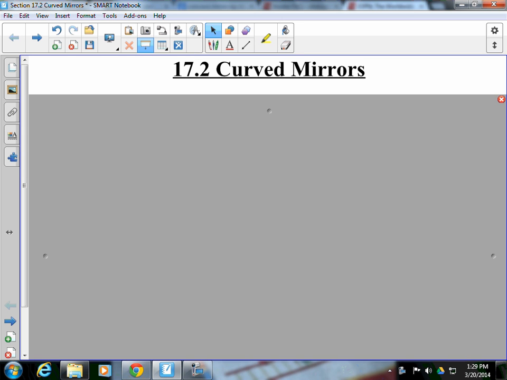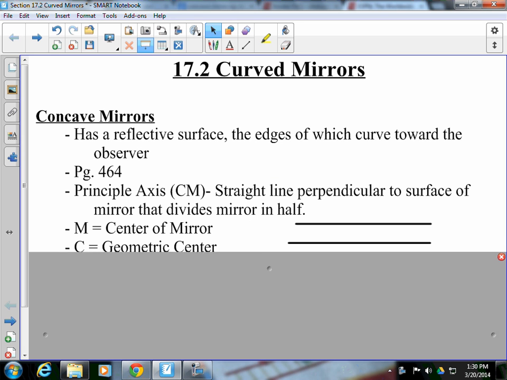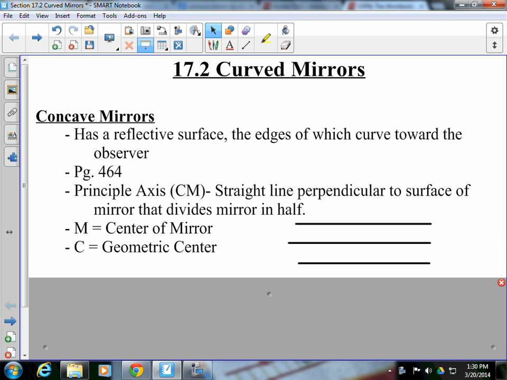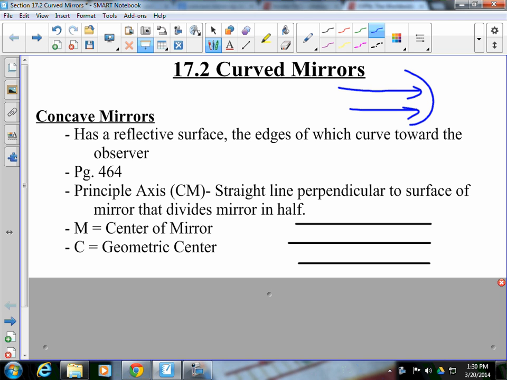So if we look at concave mirrors, what makes up a concave mirror? Well, a mirror obviously has a reflective surface. What makes it concave? The edges are going to point towards the observer. So what it's going to look like, it's going to bow in. So light is coming this way into the mirror. So that is a concave mirror.